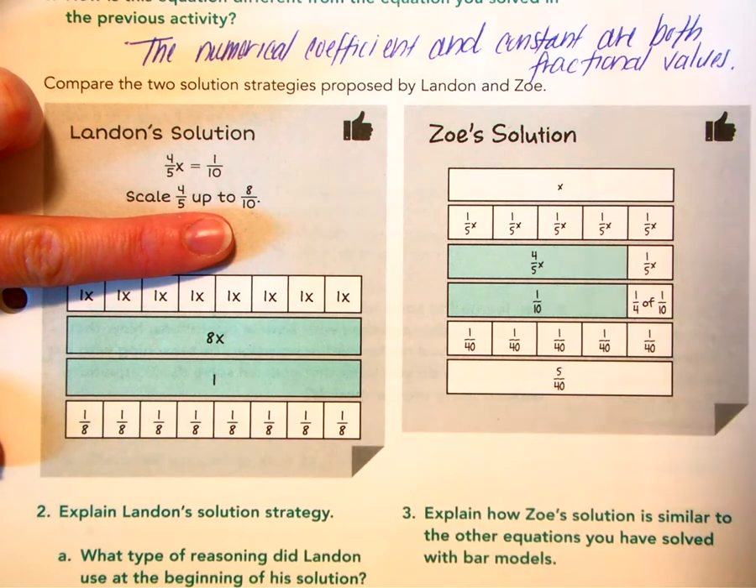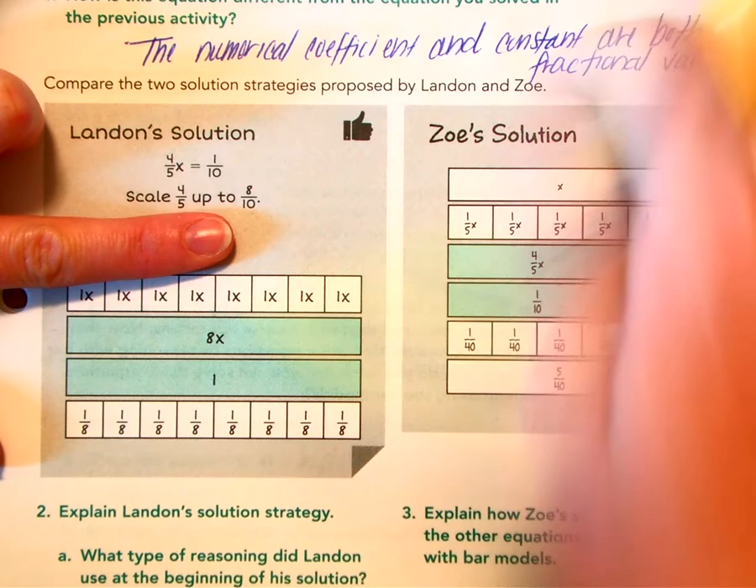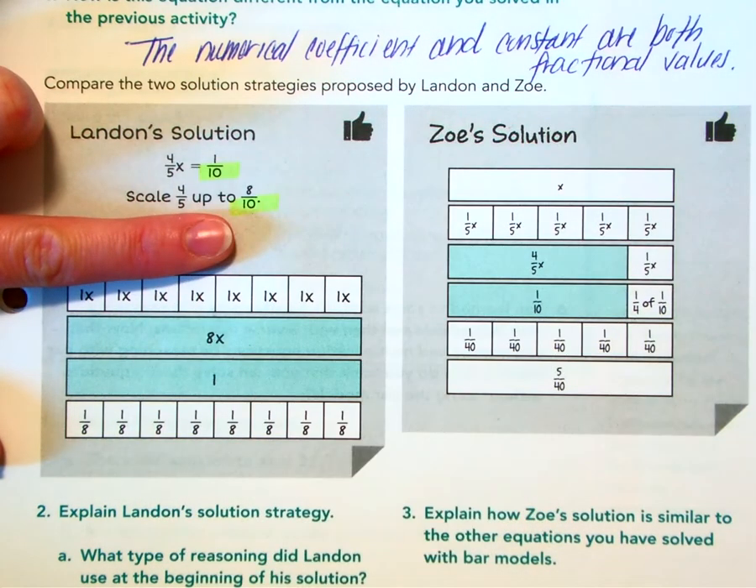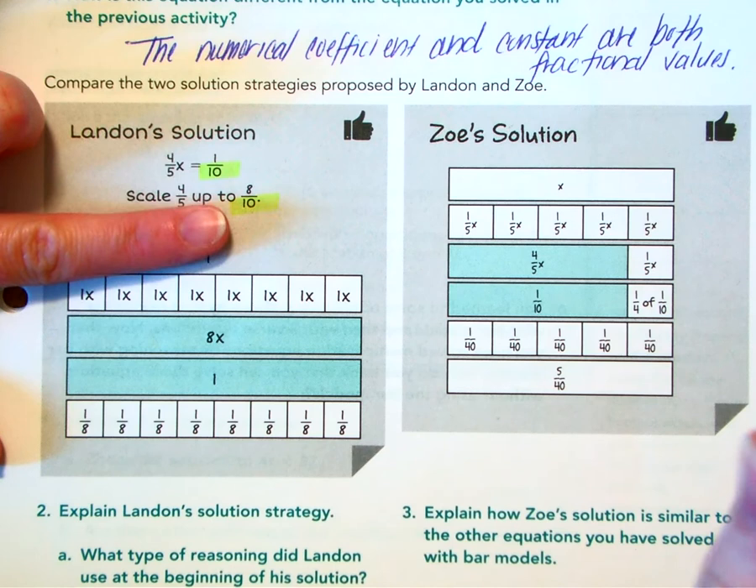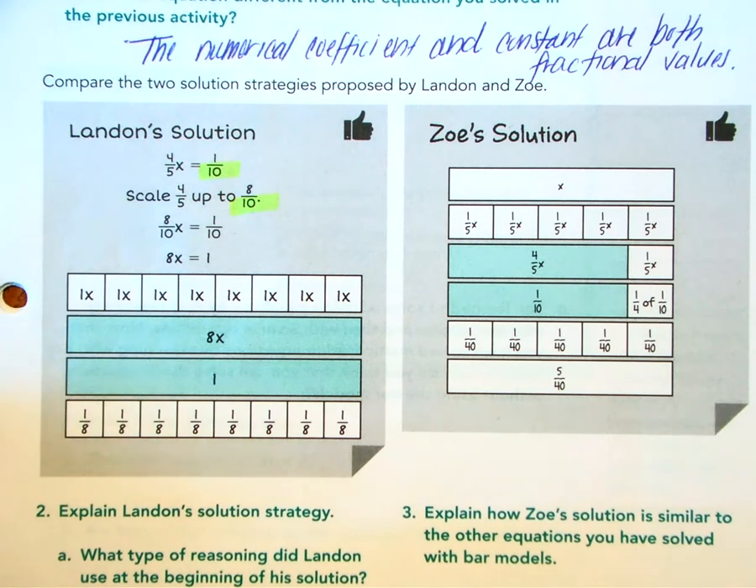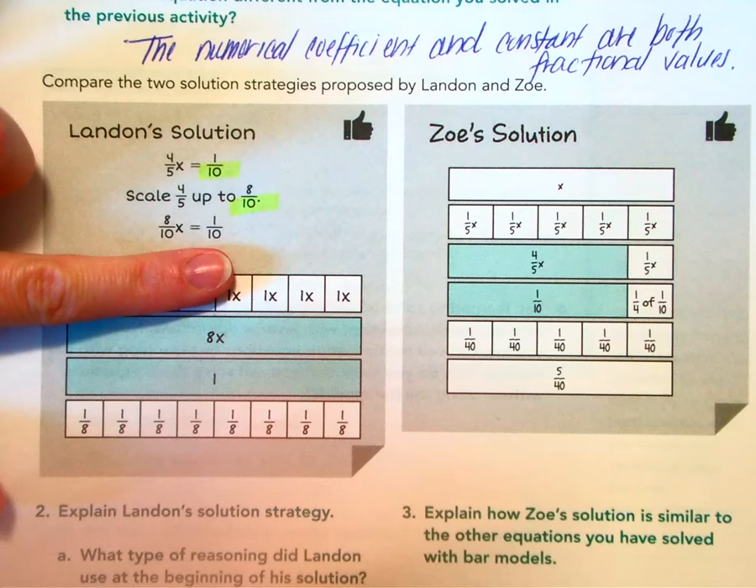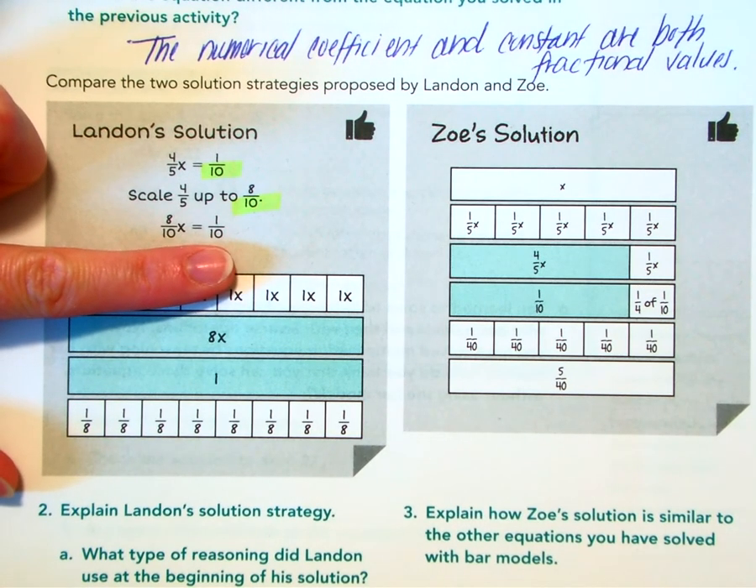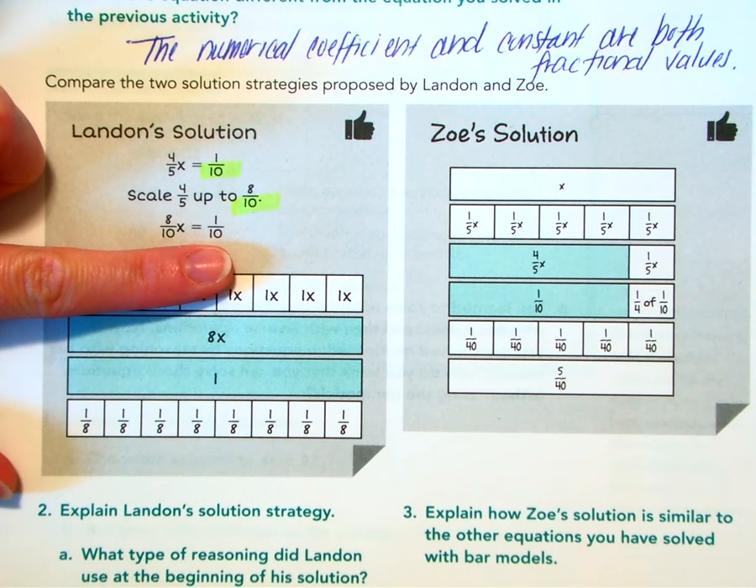I'm looking for a match. I'm trying to figure out Landon, and I'm thinking he's doing that because he wants a matching denominator. I'm not sure yet why he wants a matching denominator, but that is my instinct. Now he's got 8/10 x equals 1/10. How is 8/10 x equal to 1/10 useful?